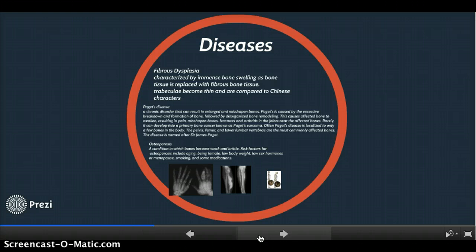This causes affected bone to weaken, resulting in pain, misshapen bones, fractures, and arthritis in the joints near the affected bones.